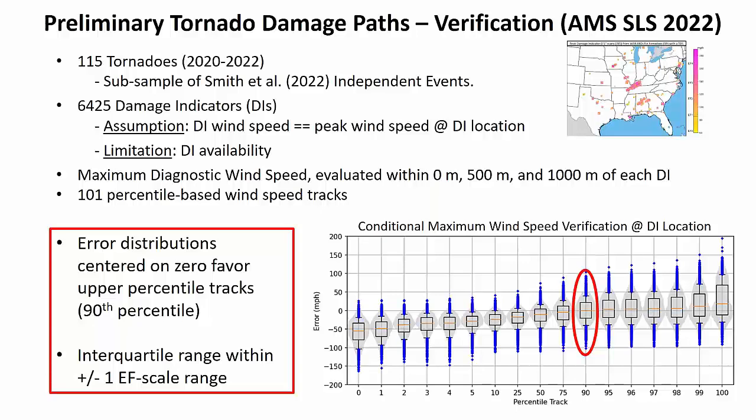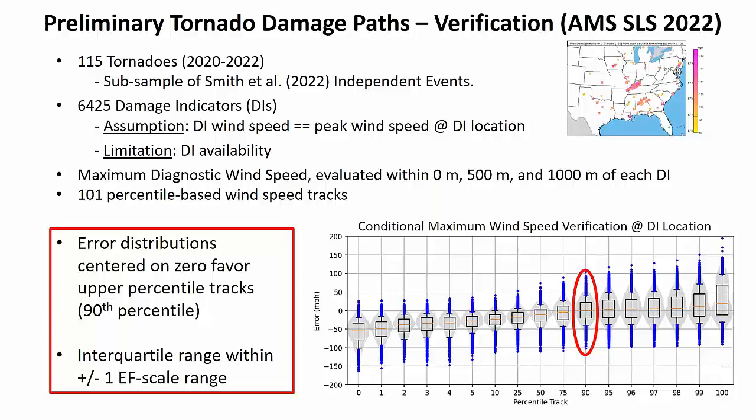And the good result here is you see the lower percentile values on the left side have a low bias, kind of under prediction of the wind speeds, whereas on the right side, the upper percentiles kind of overdo it. And then in the middle, you see better correspondence, distributions that center on 0.